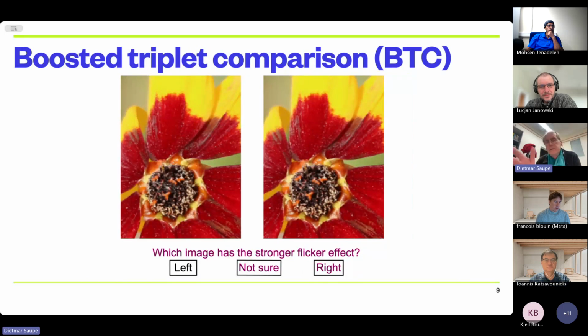Based on these artifacts and distortions, we created in JPEG AIC the boosted triplet comparison approach. We call it triplet comparison because we have distorted images on both sides, and in the background the undistorted source image. So that's 3 images, and we ask which image has the stronger flicker effect: the left, the right, or, if people are not sure, they can answer not sure. Here, for example, the left one has a stronger flicker effect, so we would say left. Now they're both flickering for the next image, and here maybe the difference is not so clear, so you could say not sure.